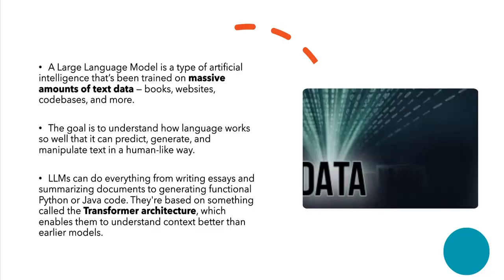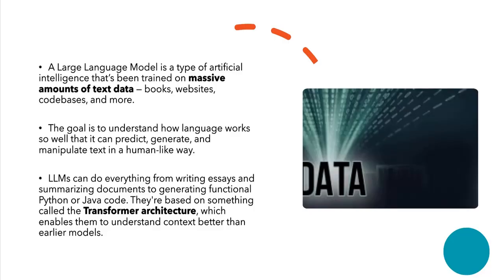LLMs can do everything from writing essays to summarizing a document. You can provide a document and ask it to summarize what is there in the documentation. Generating code is also possible. So everything is possible because of this LLM model. It plays a major and important role in building this AI model. You have to remember this term, transformer architecture, because this is the model which is helping the AI to think smarter and provide better results, better answers.